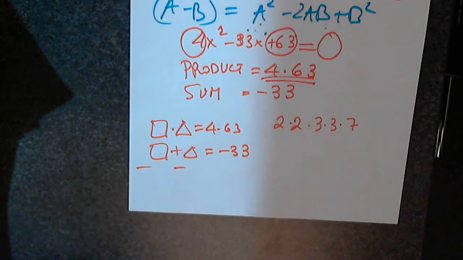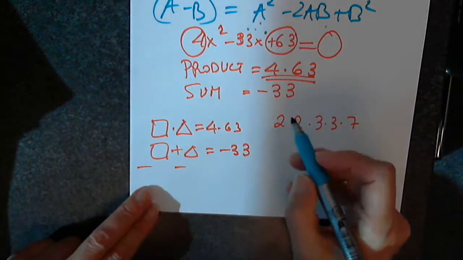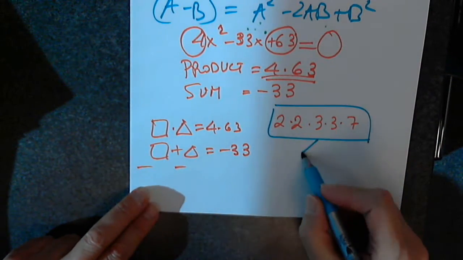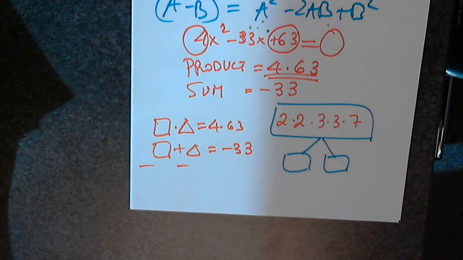Sorry. No problem. So now I need to find two numbers that add up to 33, but I have to use everything here. Just come up with two numbers, and when I add them up, I get 33.